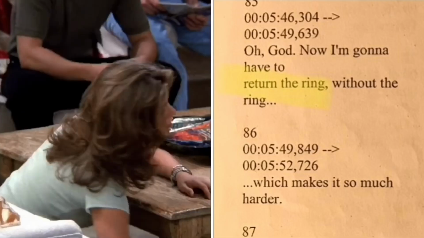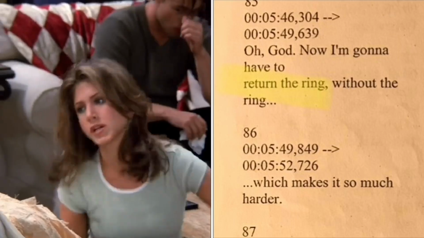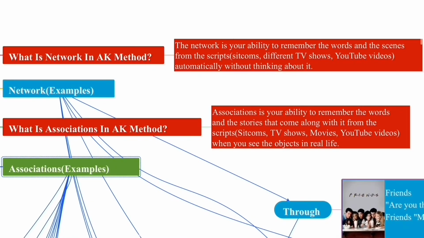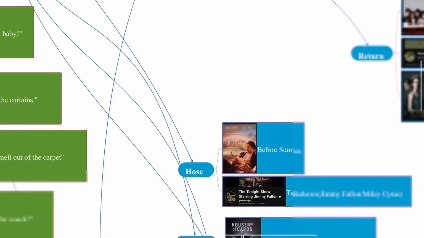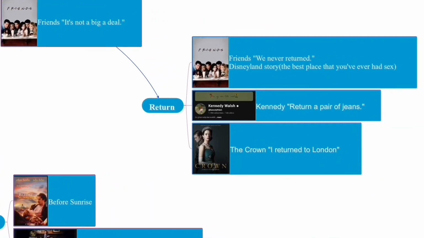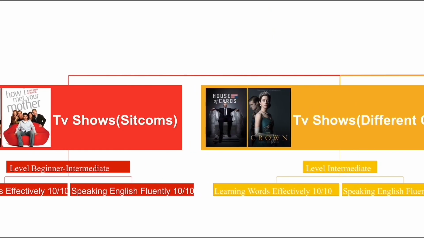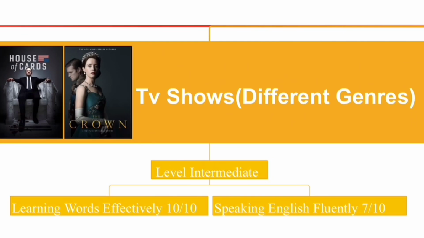Now I'm gonna have to return the ring without the ring, which makes it so much harder. This is the first context in which I remember return. I can associate this word with Rachel. But other than Rachel, I also remember return within different stories from my different studies. You know that I practice English with the script of The Crown. For some reason, I can remember return within this context.